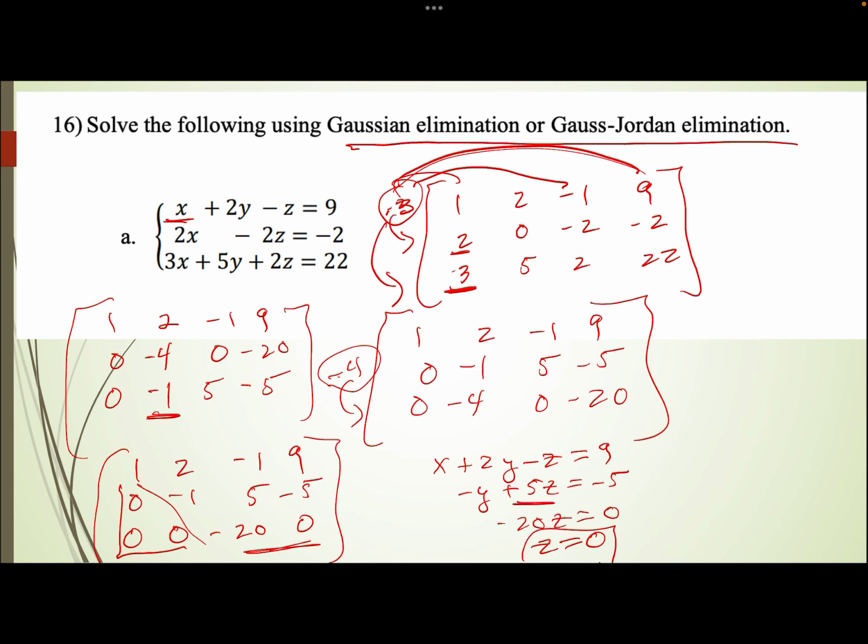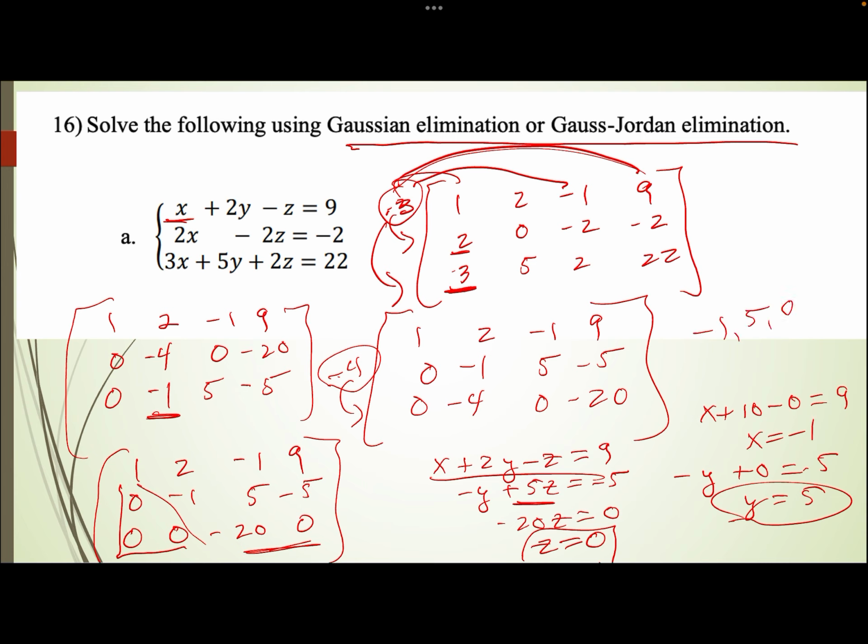And then I put 0 up here, and I get -1 plus 0. So y equals 5, and then I put those two up in here. x plus 2y is 10, minus 0 equals 9. So x equals -1, and my answer is -1, 5, and 0. And that's using an augmented matrix.